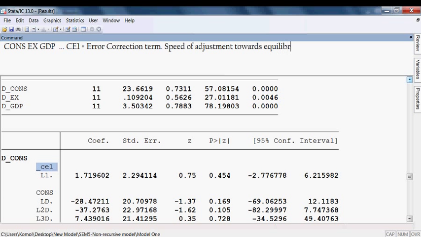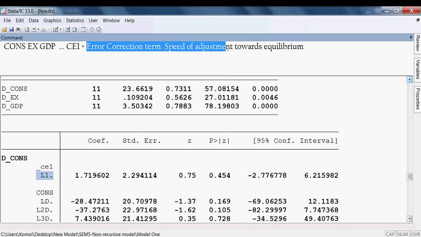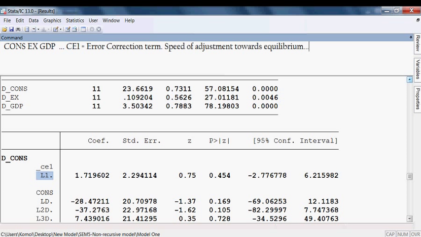Equilibrium, right? Speed of adjustment towards equilibrium, right? Okay, now that means this L1 actually is the error correction term, or speed of adjustment towards equilibrium. Okay, now what is the question?